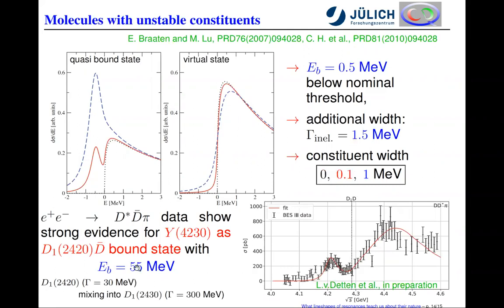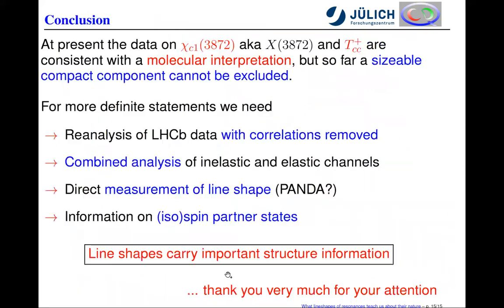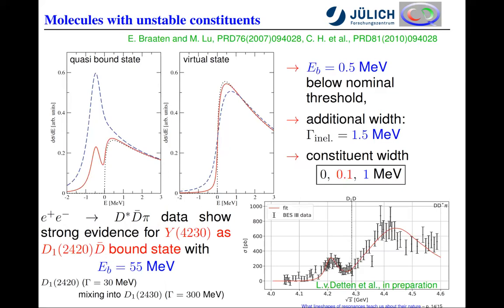However, the physics here is somewhat complicated because this narrow D1 mixes through spin symmetry violation into the broad D1, and therefore this direct connection between the width of the constituent and the relative height of the two peaks is diluted. Okay, this brings me to my summary. What I would like to stress here is that if one sees such a two-peak structure, it does not necessarily mean that there are two states.